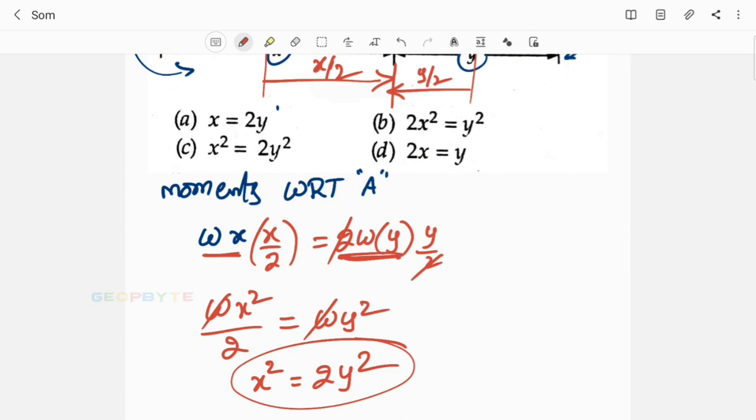Look at the options. A is not correct, B is not correct, x square equal to 2y square. Absolutely correct. Option C is absolutely correct. Let us go for the next problem.